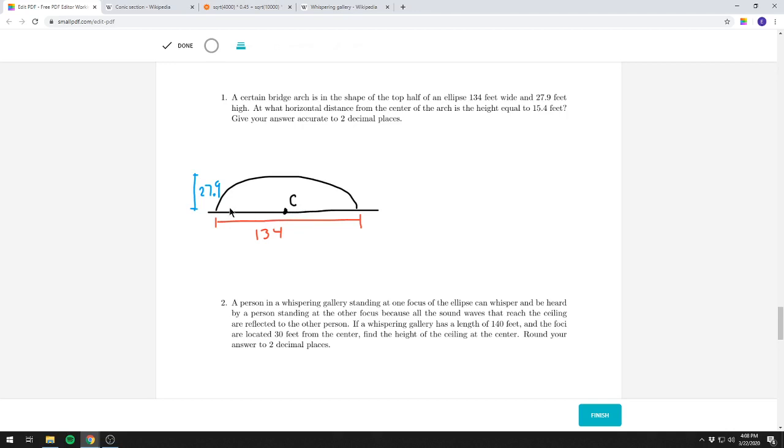Alright, so what this is asking us is, as we move left and right, that height's going to drop. It's going to eventually get down to 0 on both sides. The question is, how far do we have to move left and right to make it 15.4? Okay, so we're going to have one answer because it's the same distance to the left and to the right. Call it x.